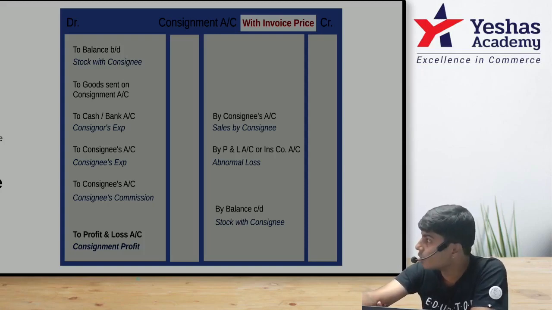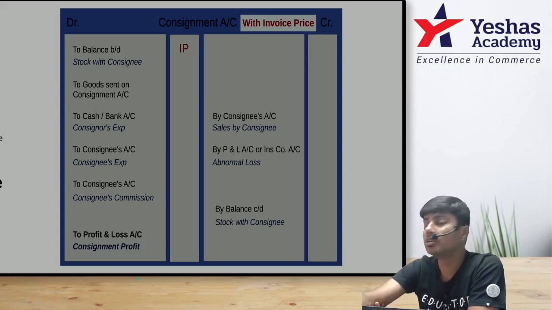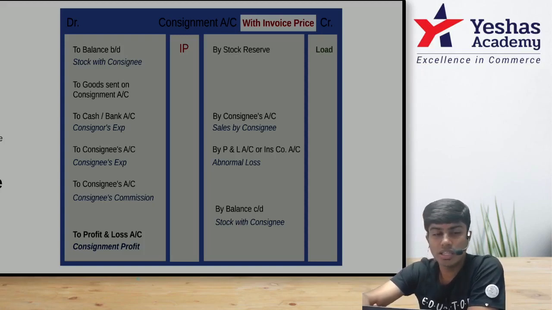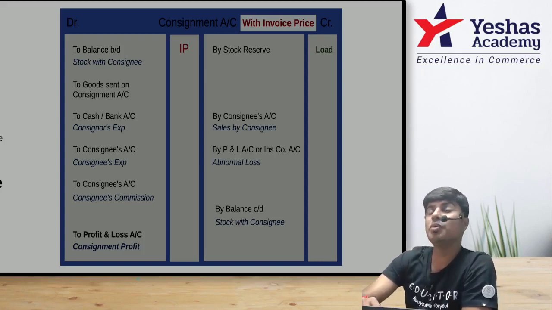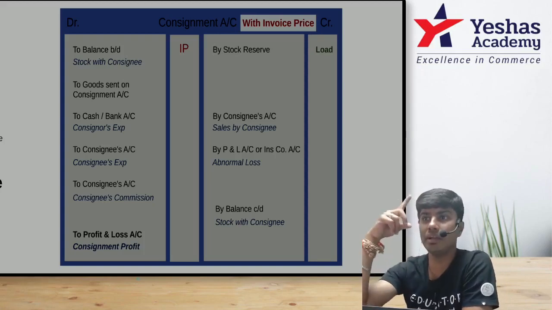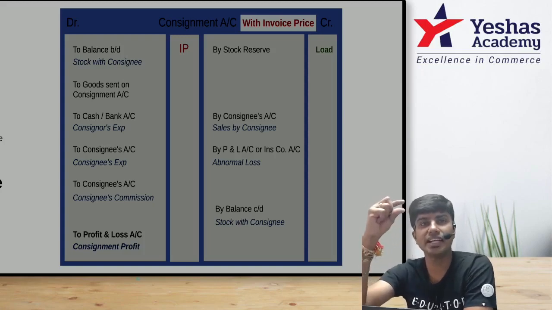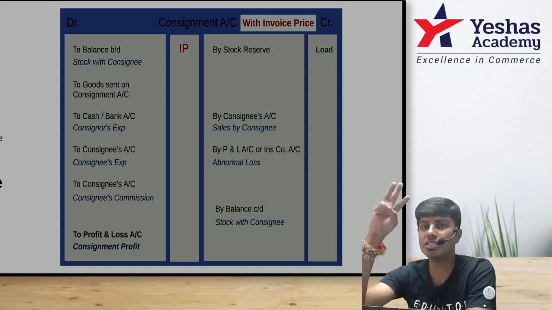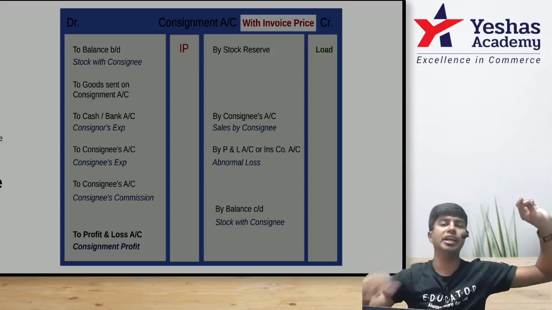Here this balance brought down, stock with consignee, will be at invoice price. How do you bring it down to cost price? Deduct load. Deduct on the credit side. I'll write load, and that load will be written as stock reserve. On the opening stock, I'll write stock reserve, because this stock with consignee is the balance brought down. This would be appearing in the balance sheet asset side. Instead of writing the inventory at 100, by mistake we're writing at 130. That 30 rupees is profit that we have not earned, which is recorded. Once the product is sold, we'll earn that 30 rupees profit. So that 30, I'll remove it on the liability side by writing it as stock reserve.